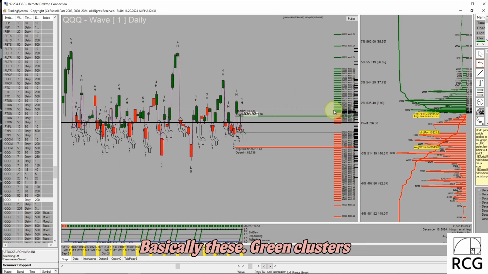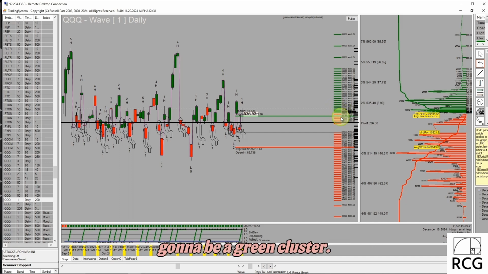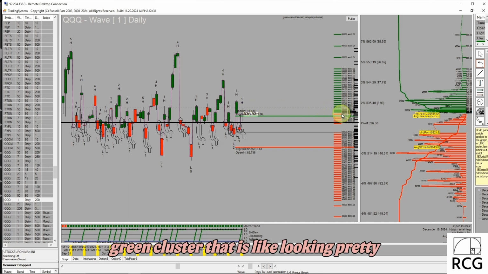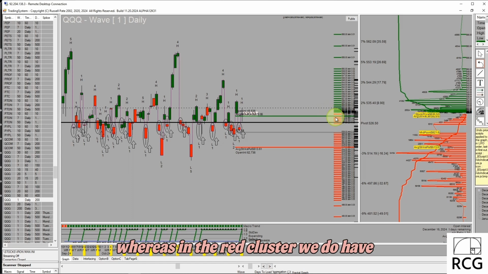These green clusters you see right here are showing resistance. Where the resistance is strong, there's going to be a green cluster. So the green cluster means resistance, and the red cluster means support. Here we have a green cluster that looks pretty strong because we have no gaps in it, whereas in the red cluster we do have some gaps.